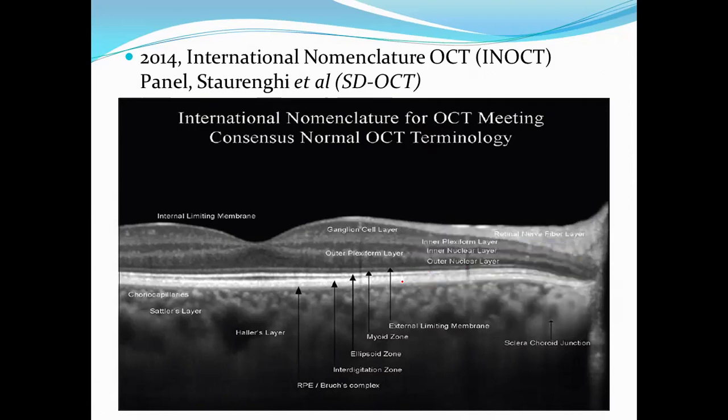So in the outer retina, the layers are: the first hyperreflective band is the external limiting membrane. Then you have a hyporeflective zone, which is the myoid zone. Then you again have a hyperreflective band, which is the ellipsoid zone, previously termed the inner segment, outer segment junction in the photoreceptors. Then you again have a hyperreflective zone, which is the interdigitation zone. And then finally you have the RPE and Bruch's membrane complex.